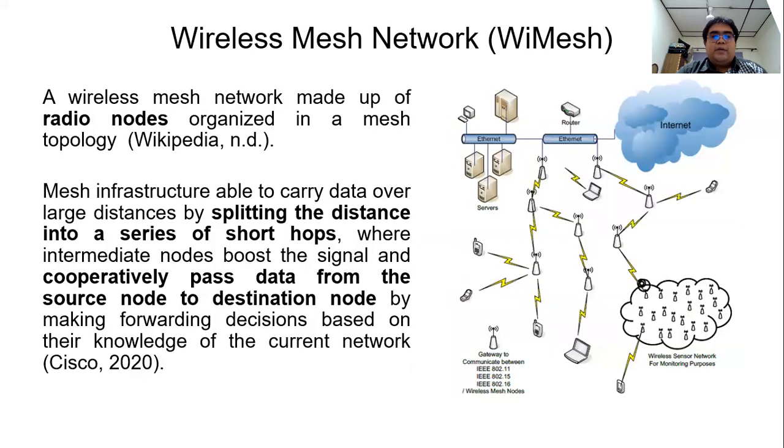A wireless mesh network is made up of radio nodes organized in a mesh topology. Mesh infrastructure is able to carry data over large distances by splitting the distance into a series of short hops, where intermediate nodes boost the signal and cooperatively pass data from the source node to the destination node by making forwarding decisions based on the knowledge of the current network.